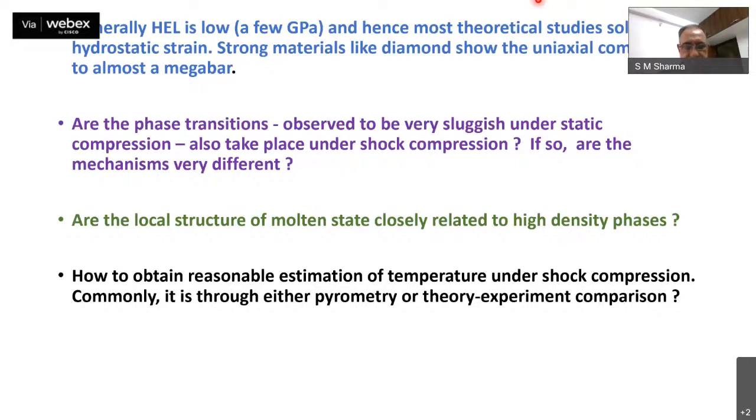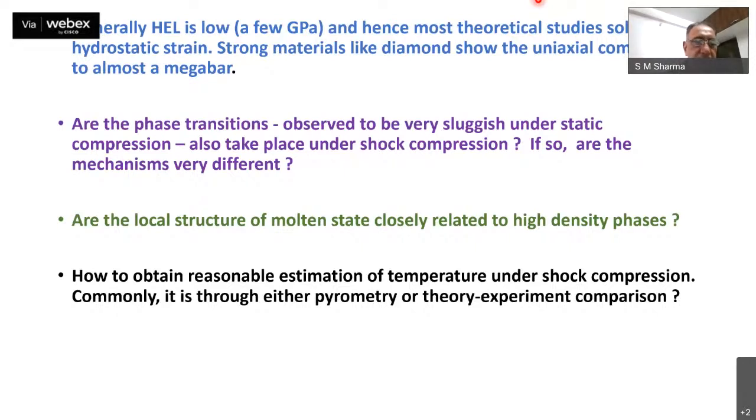Another question which we briefly discussed last time, I'll revisit it in a few minutes. Is the local structure of the molten state closely related to the high density phases? I'm saying, suppose you have a molten phase, let us say at about 20-25 GPa, and if you just cool it at that particular pressure, then the structure of the liquid, does it have a correlation with the structure that may just exist across the melting curve?